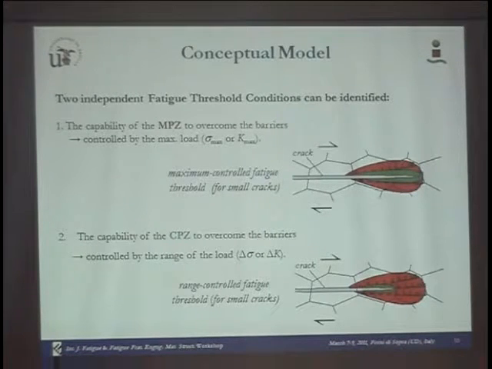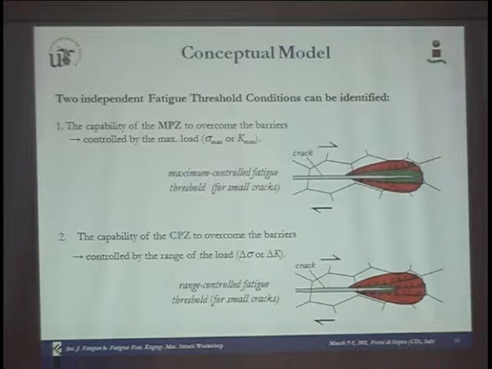A big range means that the cyclic plastic zone is going to be able to propagate, overcoming all the microstructural barriers, but a small maximum means that at some point the monotonic plastic zone can be blocked by a microstructural barrier. If that happens, the crack will propagate within the cyclic plastic zone up to reach that barrier and then stop. In this case, the threshold, the arrest of the crack, is controlled by the maximum applied load, and we call this threshold the maximum control fatigue threshold for small cracks.